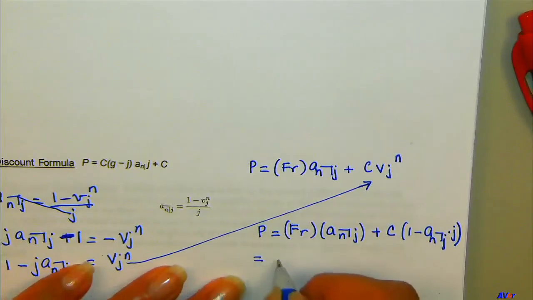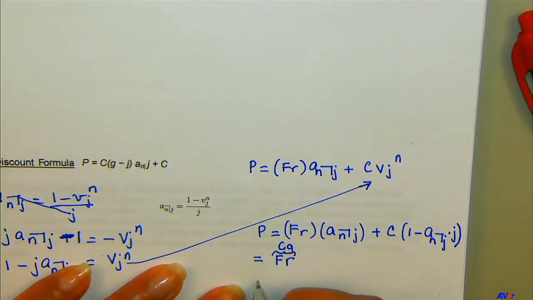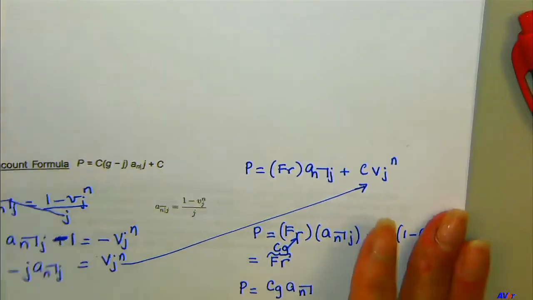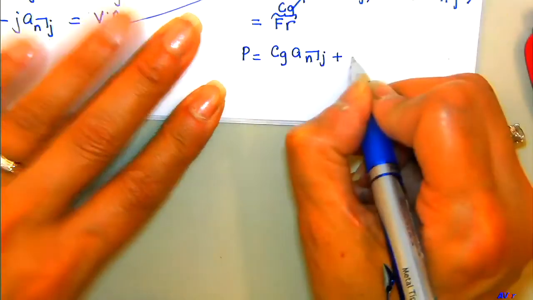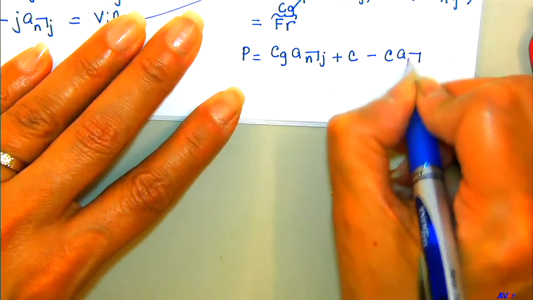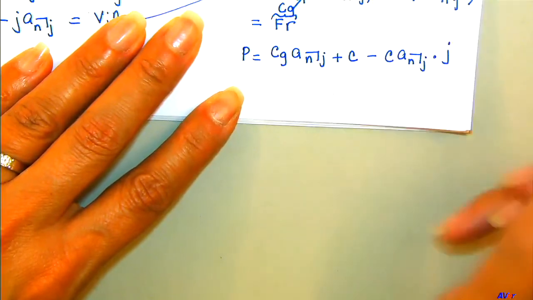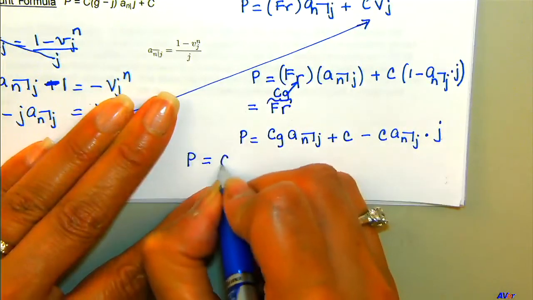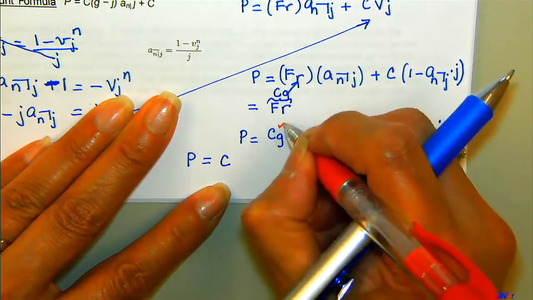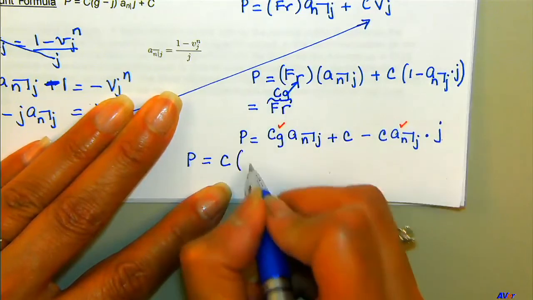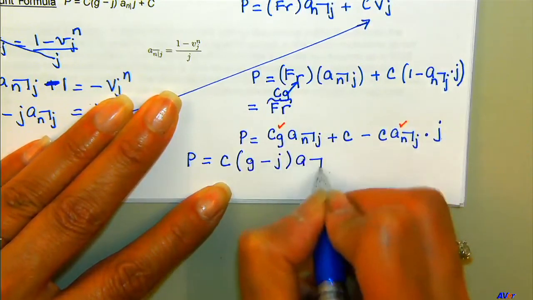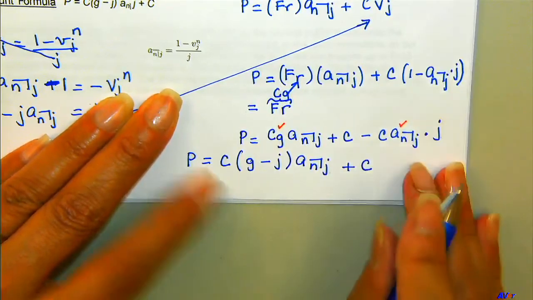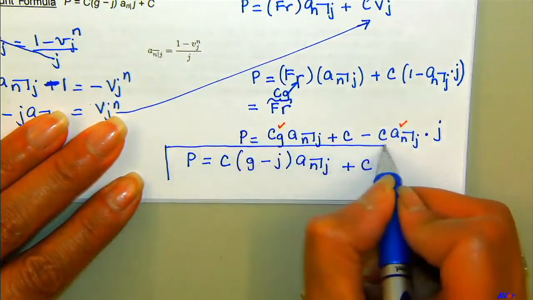So let's clean this up. FR is also equal to CG, right? So let me replace right now. FR is equal to CG, so P equals CG A angle NJ plus C minus C A angle NJ times J. Professor, can you pull the paper up a little? This way? Oh, yeah. So P equals C, pulling out the C from here and here, G minus J, A angle NJ plus C. This is an alternate formula for the price.